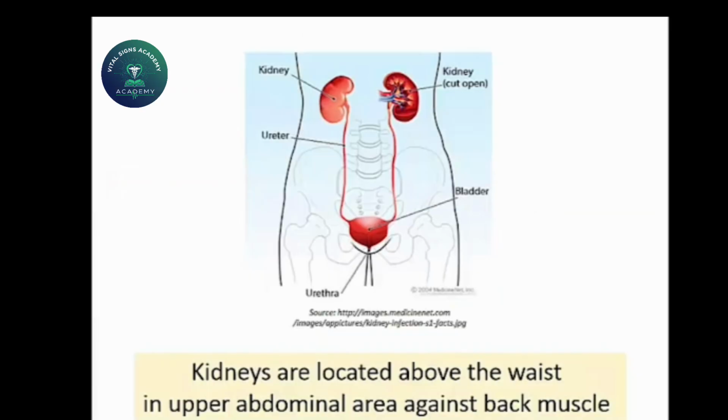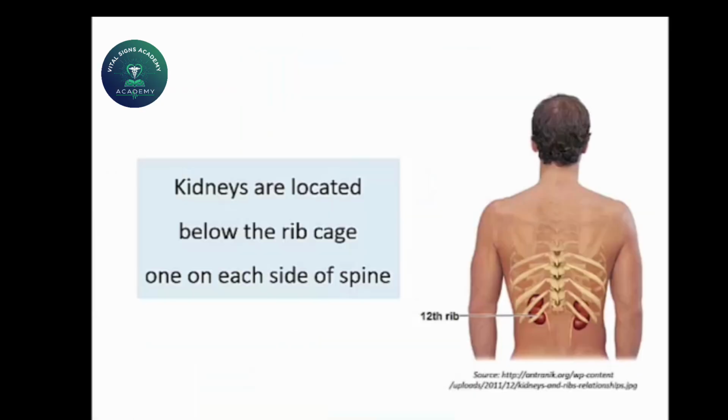Kidneys are located above the waist in the upper abdominal area against the back muscles. They are located below the rib cage, one on each side of the spine. The ribs and muscles of the back protect the kidney from external damage. In this picture, you can see the ribs are protecting the kidneys.